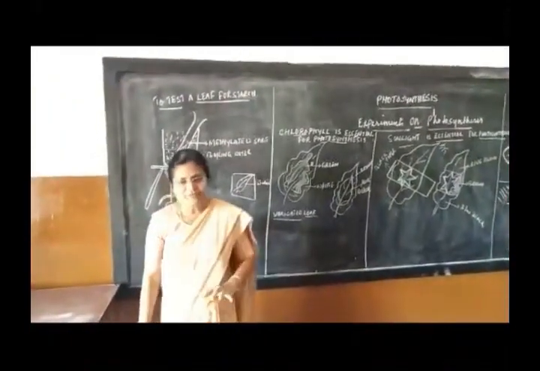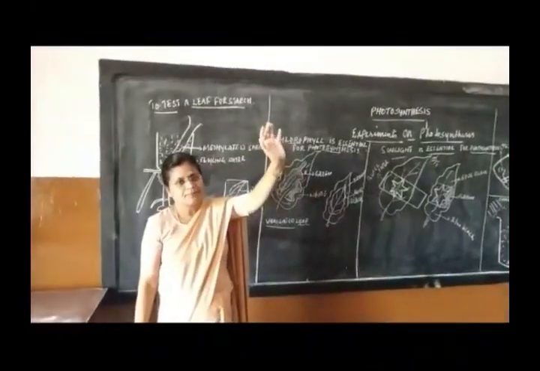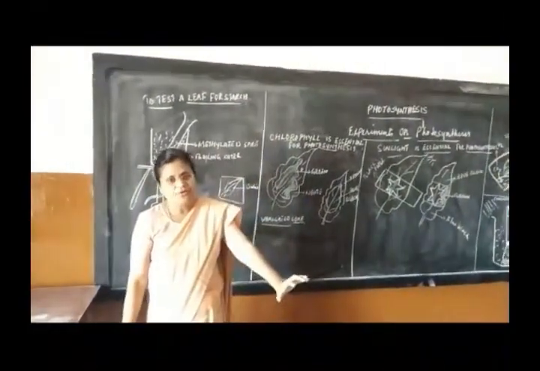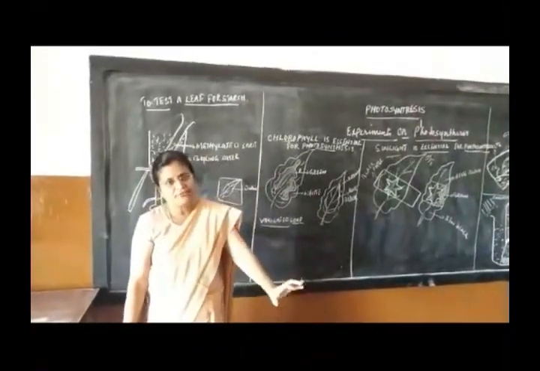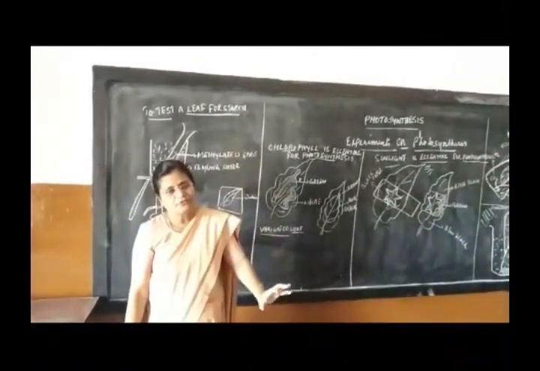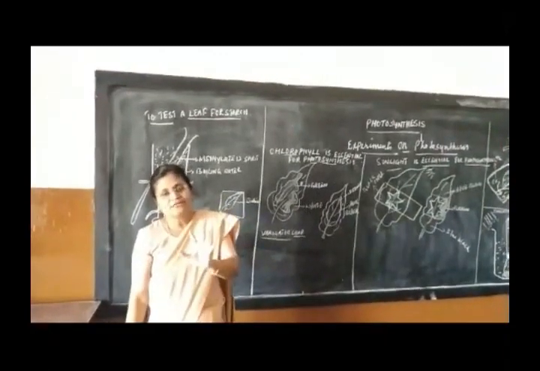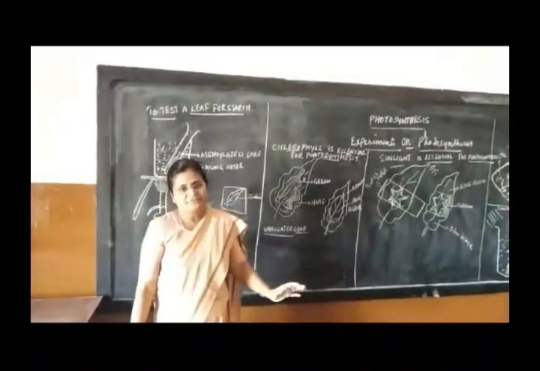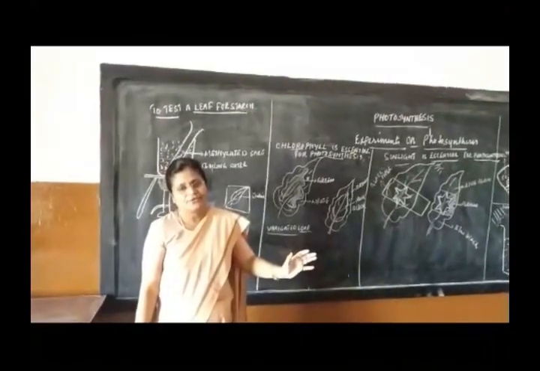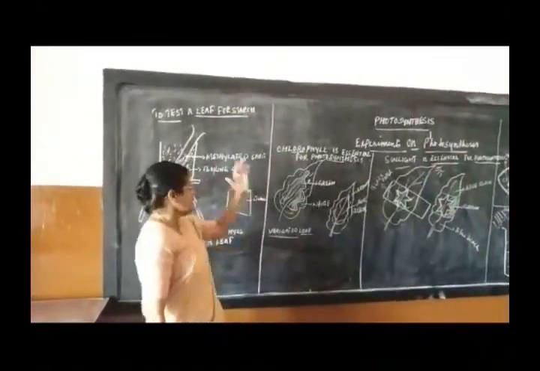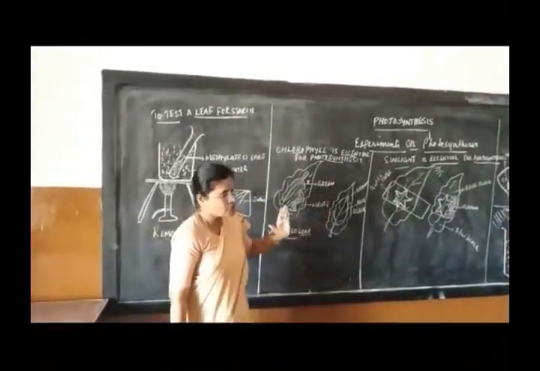So in photosynthesis we have learned what photosynthesis is, the importance of photosynthesis, the structure of the chloroplast, the structure of the leaf, and the mechanism of photosynthesis. Then we went to the adaptation of the leaf for photosynthesis, the external factors and internal factors affecting the rate of photosynthesis. Then we came to various experiments on photosynthesis.